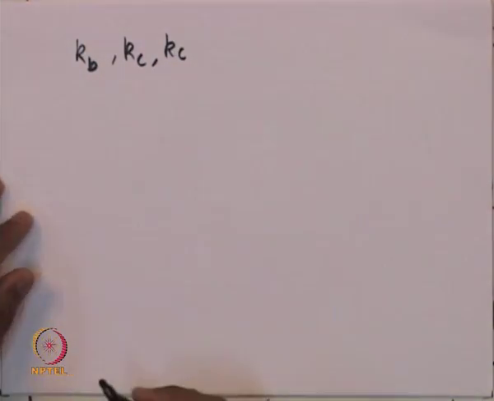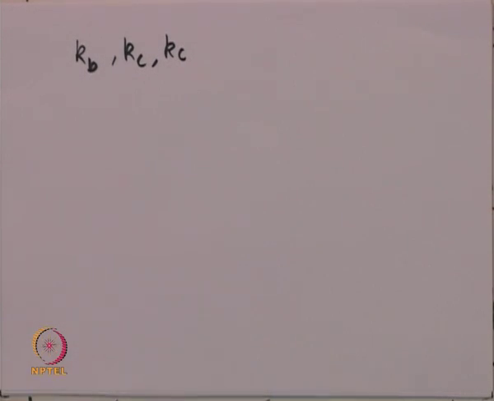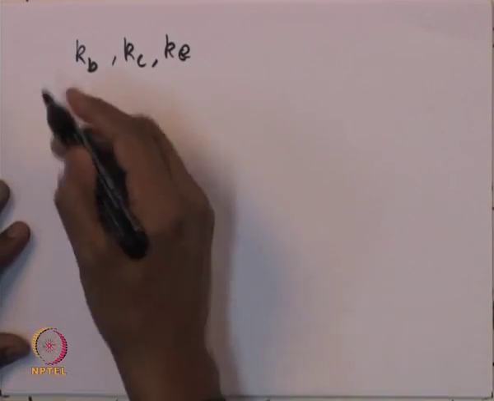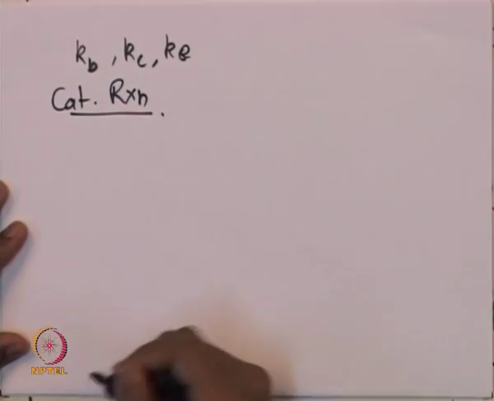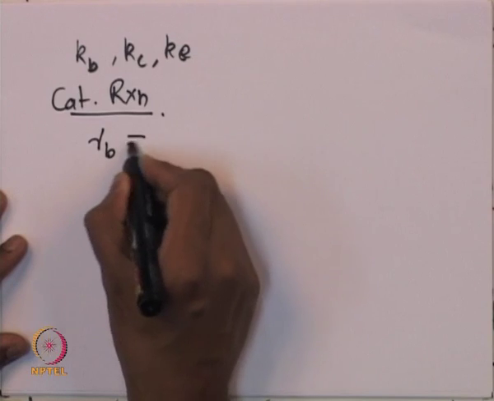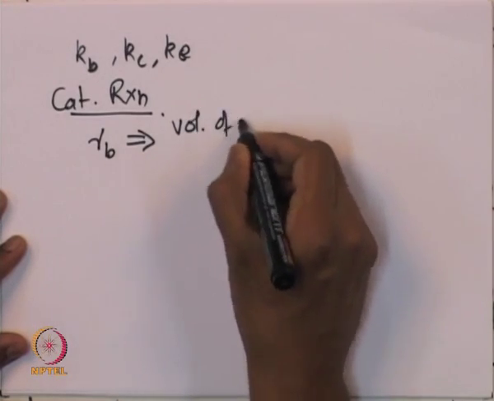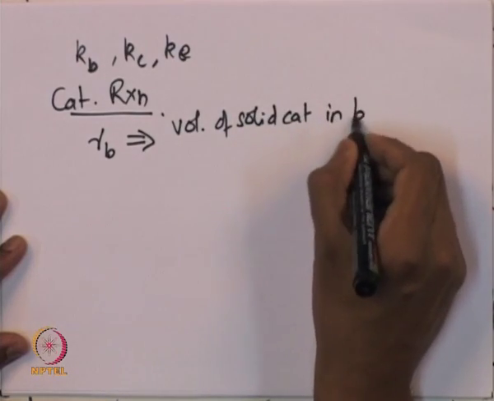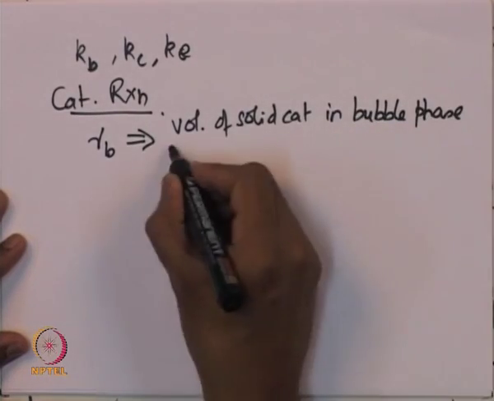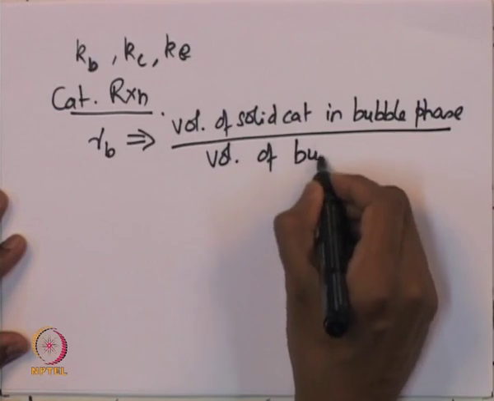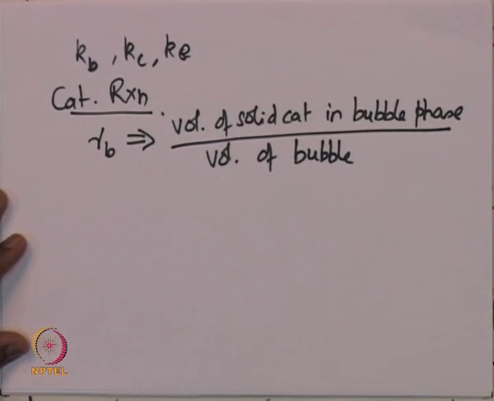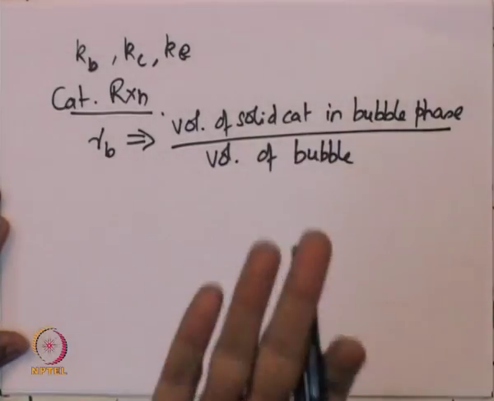Now, because it is a catalytic reaction, suppose KB, KC and KE are the corresponding rate constants for the reaction occurring in the bubble phase, cloud phase and emulsion phase respectively. Suppose gamma B is the ratio of the volume of solid catalyst in the bubble phase divided by the volume of the bubble. This provides an estimate of what fraction of the bubble volume is occupied by the solid particles carried by the bubble phase.